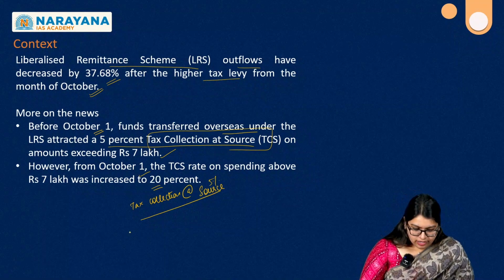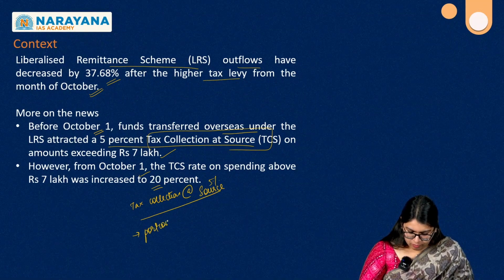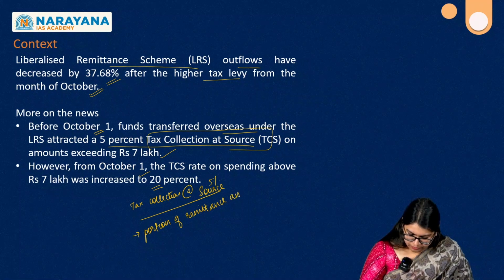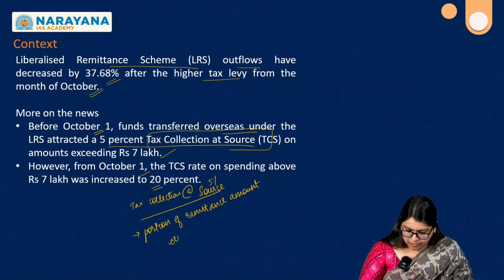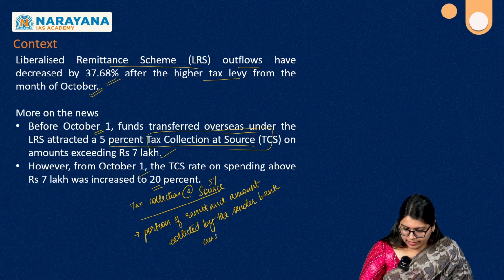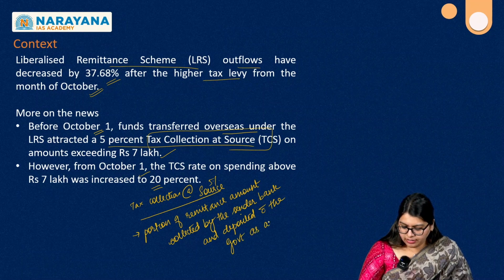The tax collection at source is nothing but a portion of remittance amount collected by the sender bank and directly deposited with the government as an advanced tax payment.